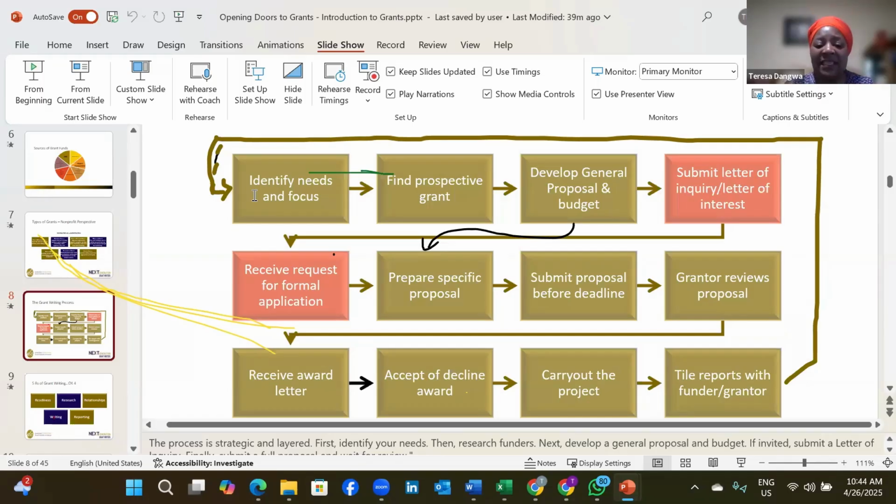This award letter may say we have declined you from this award or this grant, or we are giving you a grant, we are providing you a grant for so much amount. Now it's time for you to carry out the project. While you are carrying it out, make sure that you are putting down your milestones and writing down challenges. Whenever challenges come up, put them all down because you're going to need them for reporting.